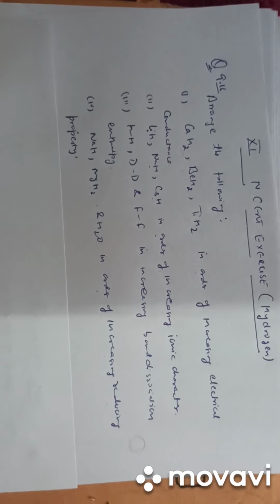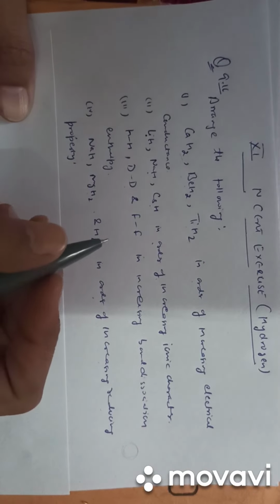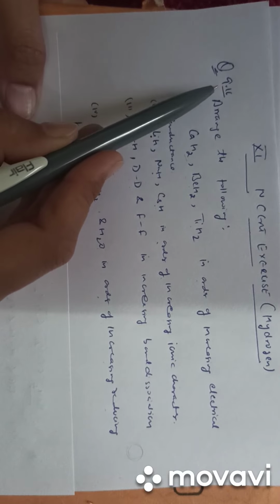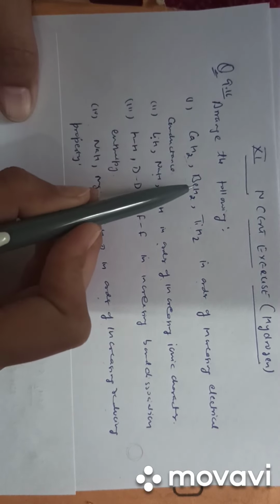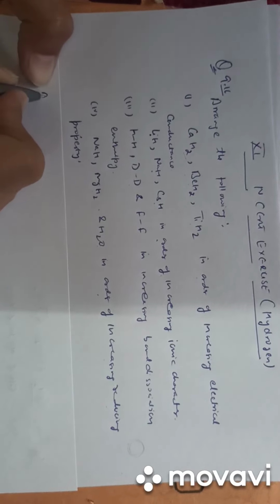Hi students, in this video I am going to explain to you the NCERT exercise of hydrogen. This is NCERT question 9.16. And we have to arrange the calcium hydride, beryllium hydride, titanium hydride in increasing order of electrical conductance.